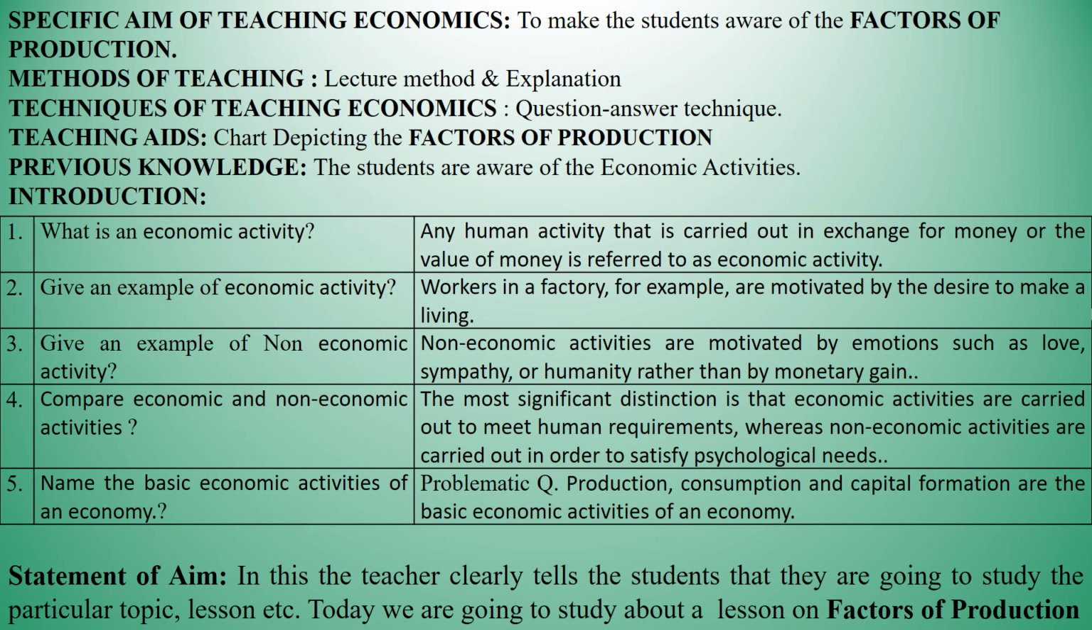Next comes the specific aim of teaching. Specific aim of teaching is related to the topic. I have written this as to make the students aware of factors of production. After the specific aim, method of teaching will come, in which I have written lecture method and explanation. Thereafter, techniques of teaching economics will be mentioned, in which I have written question answer technique.